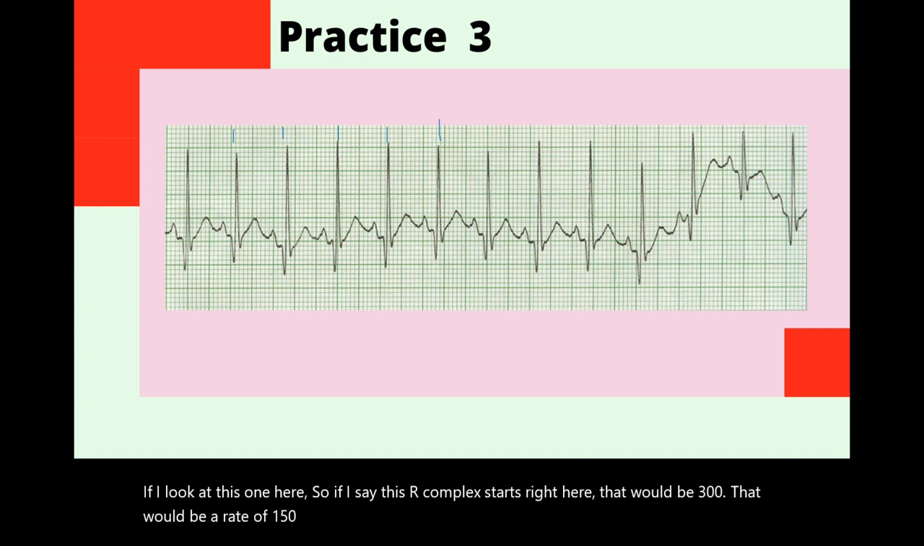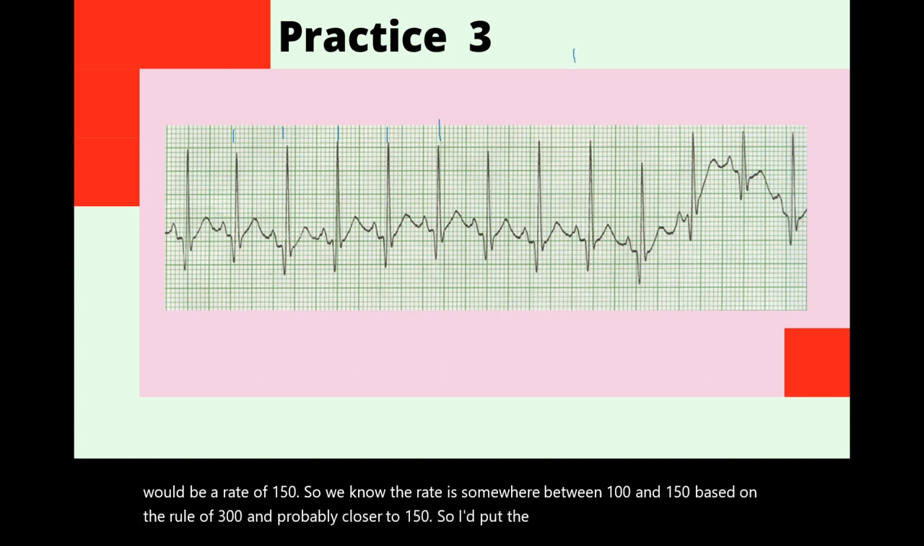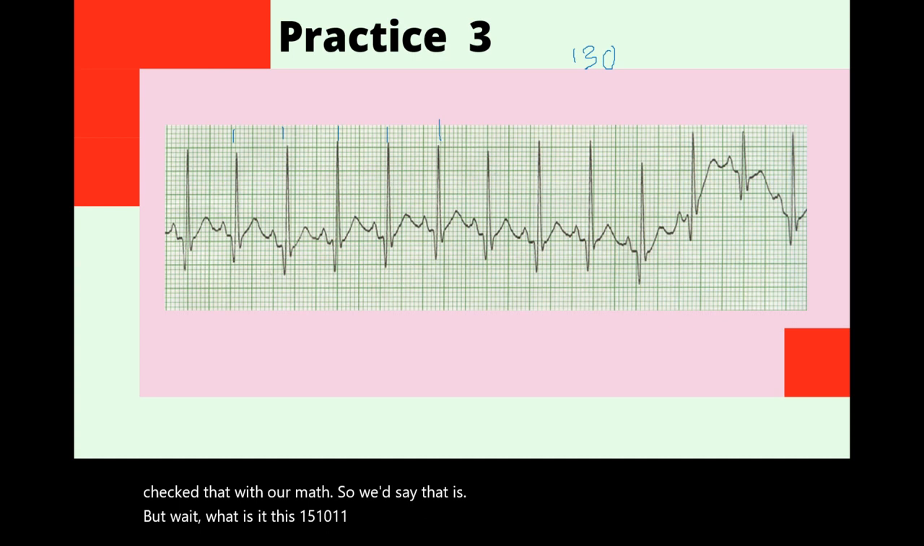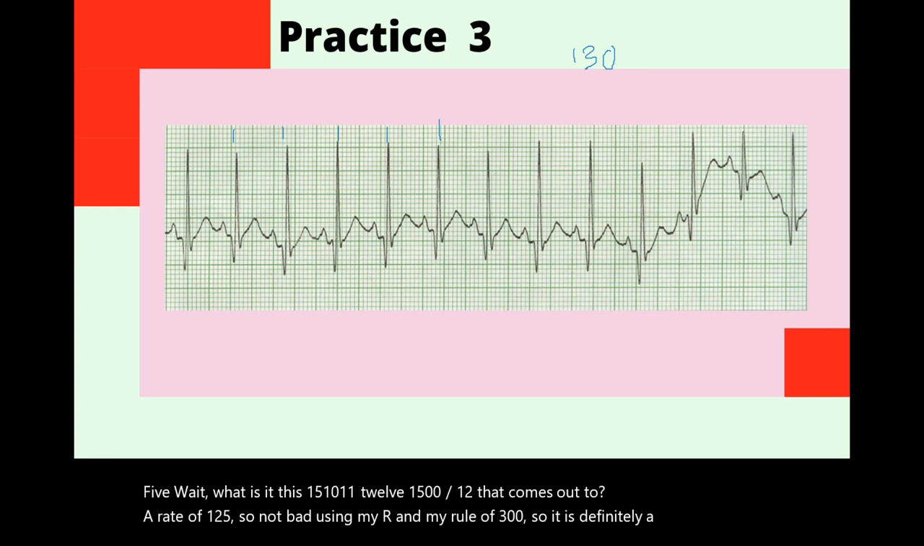So we know the rate is somewhere between 100 and 150 based on the rule of 300, and probably closer to 150. So I'd put the rate at about 130 if I double checked that with our math. So we'd say that is 5, 10, 11, 12, 1500 divided by 12. That comes out to a rate of 125. So not bad using my R to R and my rule of 300. So it is definitely a tachycardic rhythm of some sort.